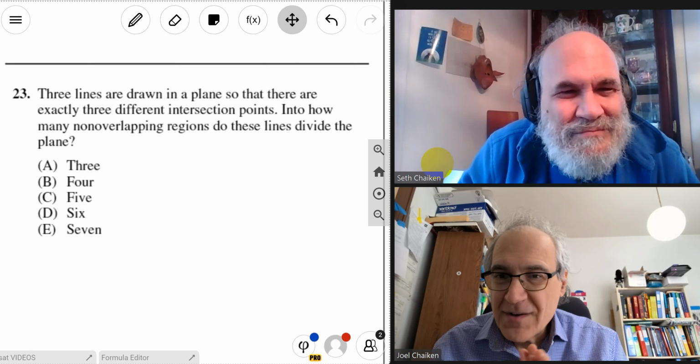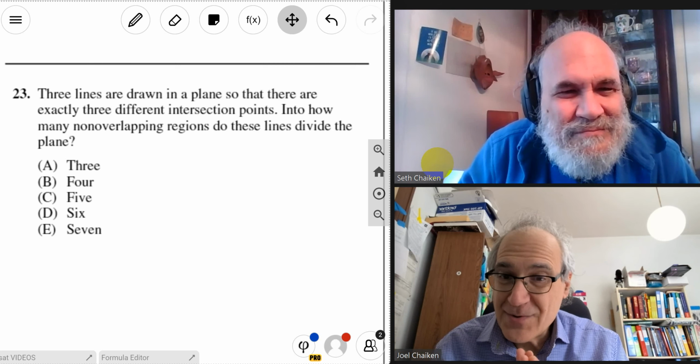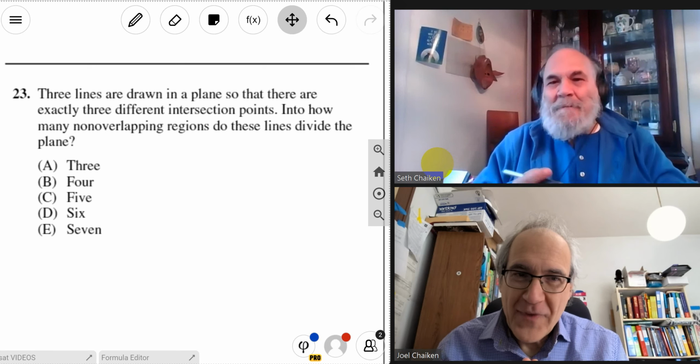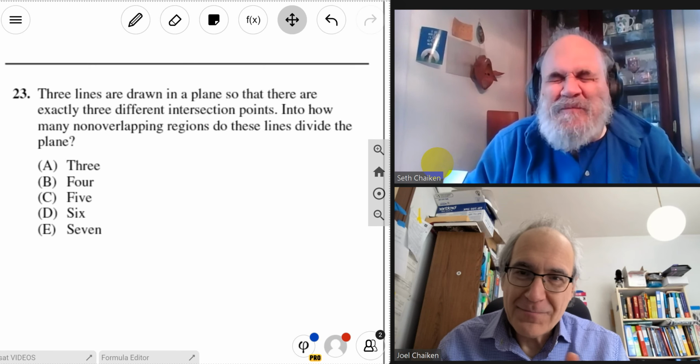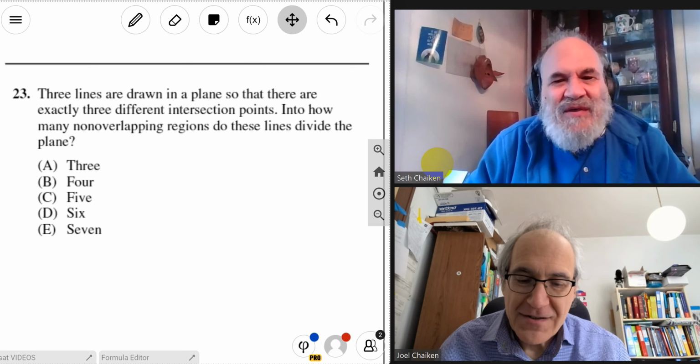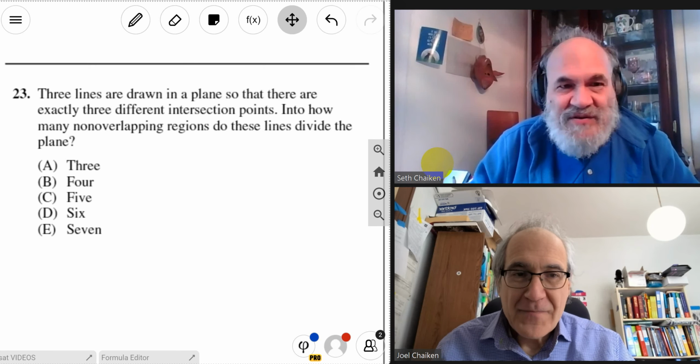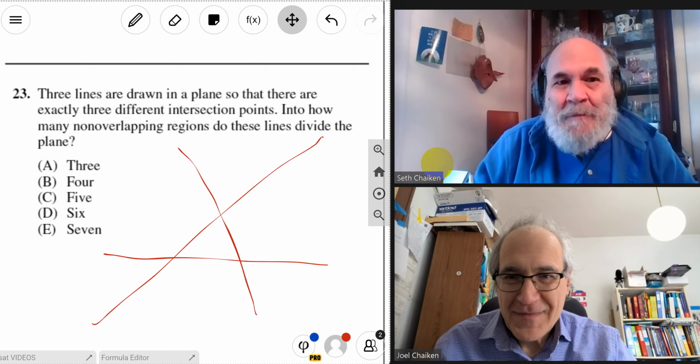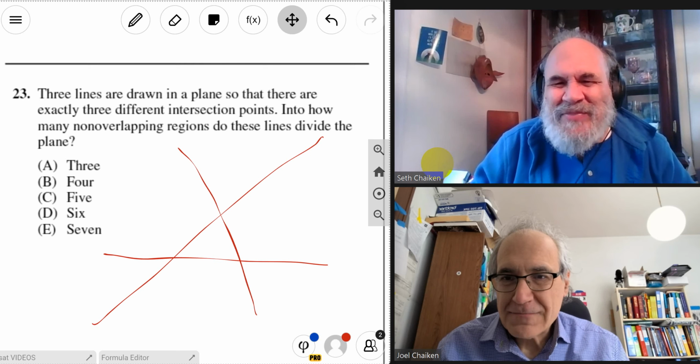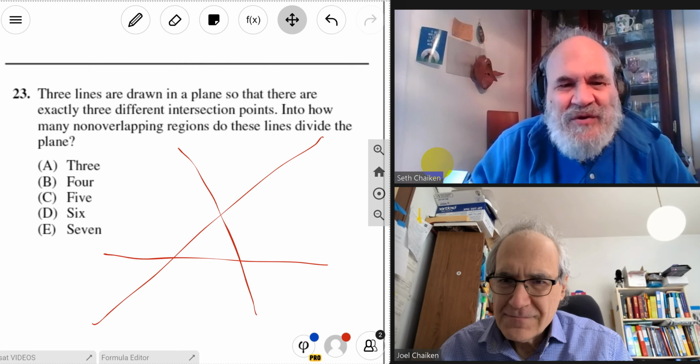Three lines are drawn in a plane so that there are exactly 3 different intersection points. Into how many non-overlapping regions do these divide the plane? I don't know about you, but I am not great at these things. We're going to have to draw a picture, and then number the regions.